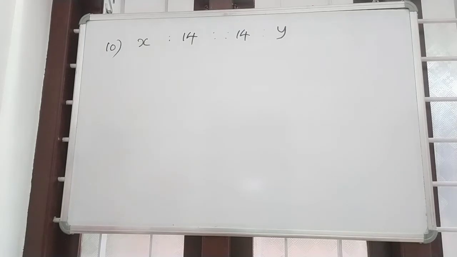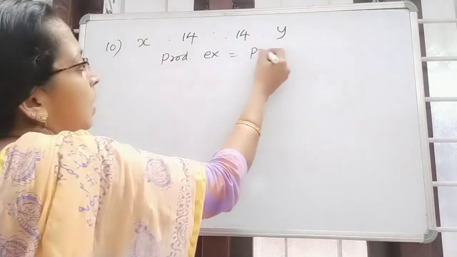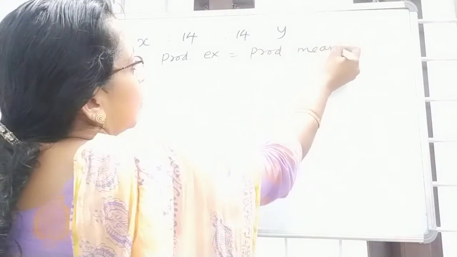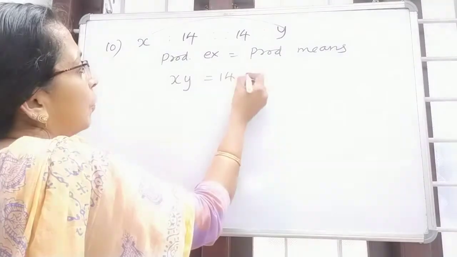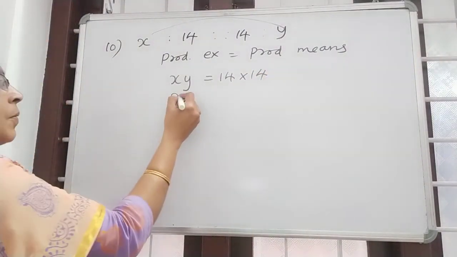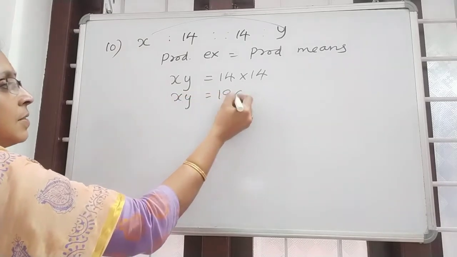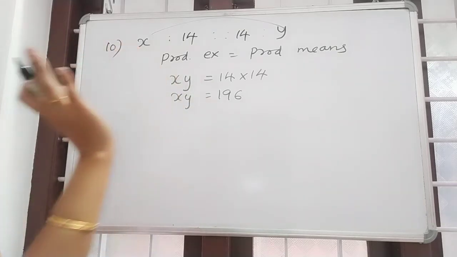So product of extremes is equal to product of means. Product of extremes means x into y. xy is equal to 14 into 14. 14 into 14 is 196. Let it be there.